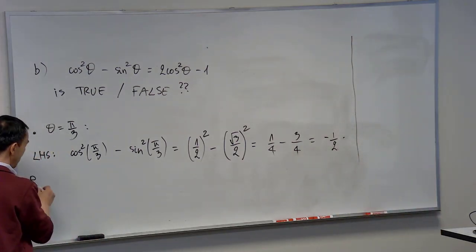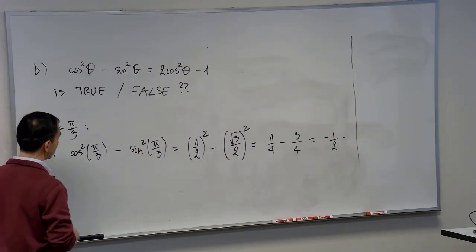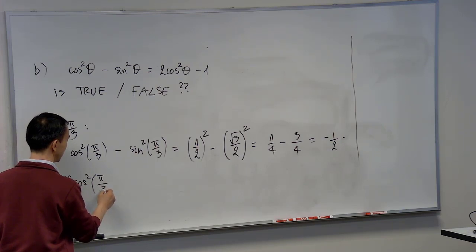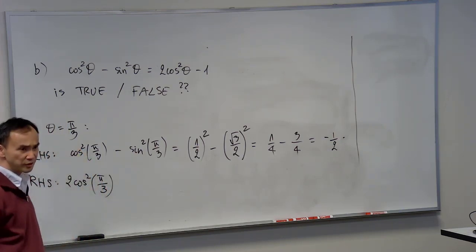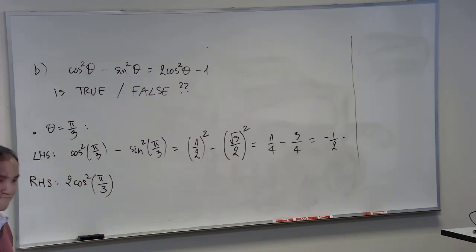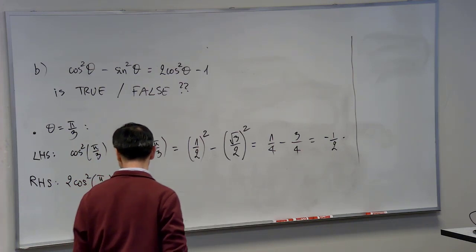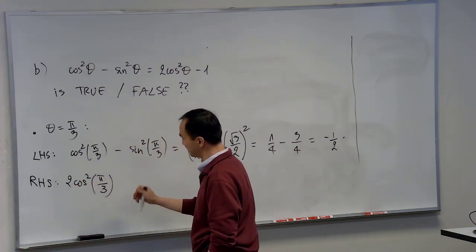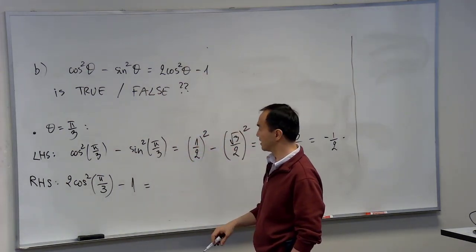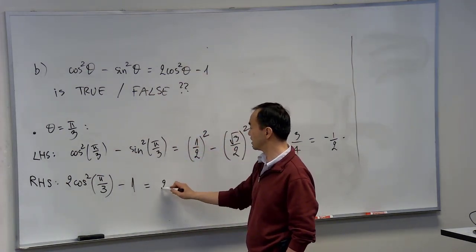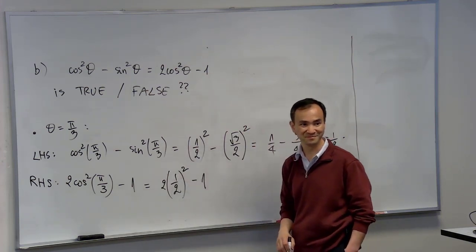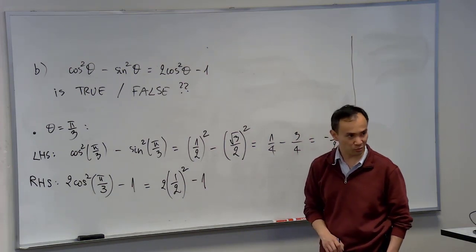The right-hand side, on the other hand, is 2 times cosine squared of pi over 3. Again, in this quick little example I use theta equals pi over 3. So the right-hand side is 2 cosine squared of the angle minus 1, because that's what the right-hand side is. So what do I see here? 2 times 1/2 squared minus 1, because cosine of pi over 3 is once again 1/2, right?